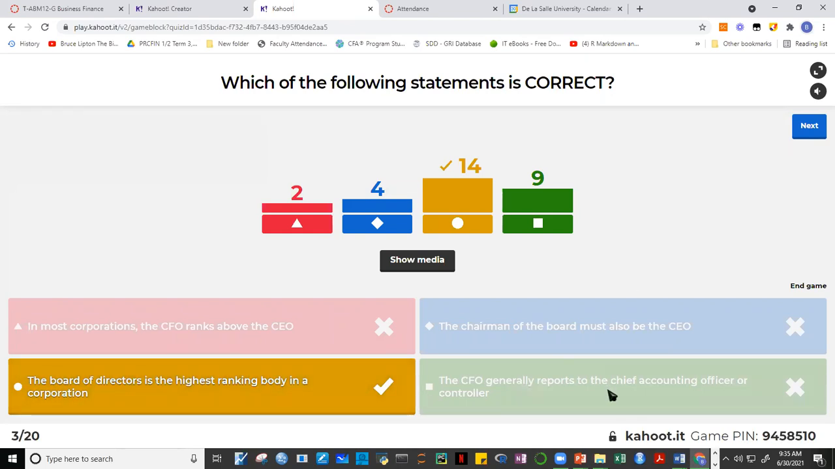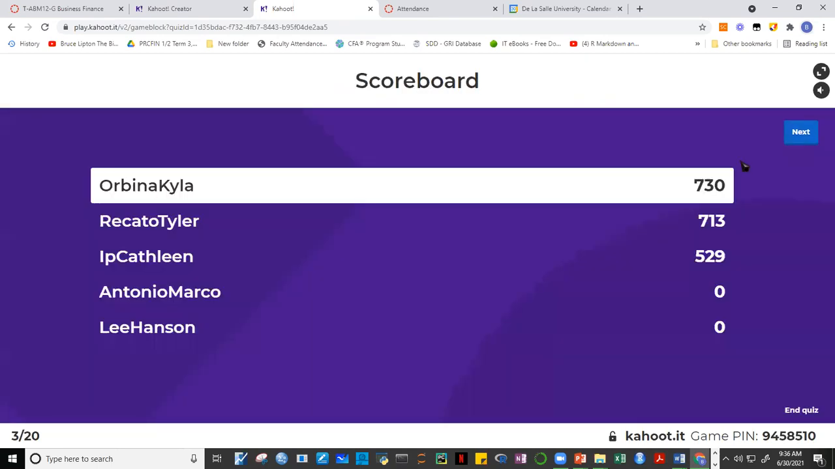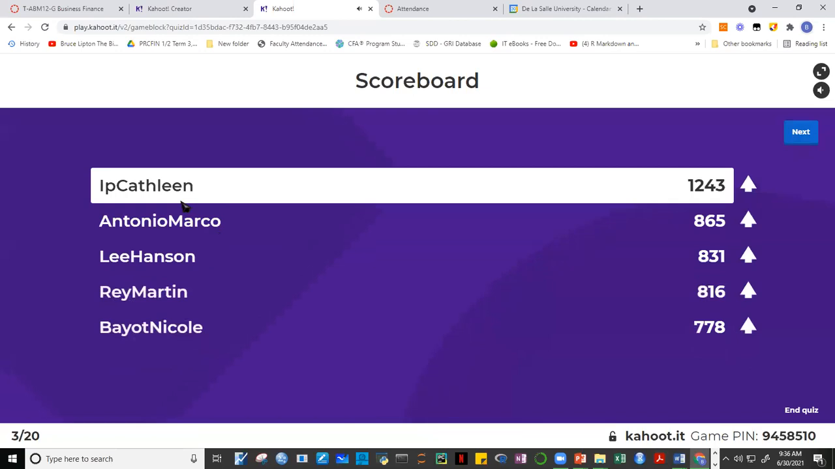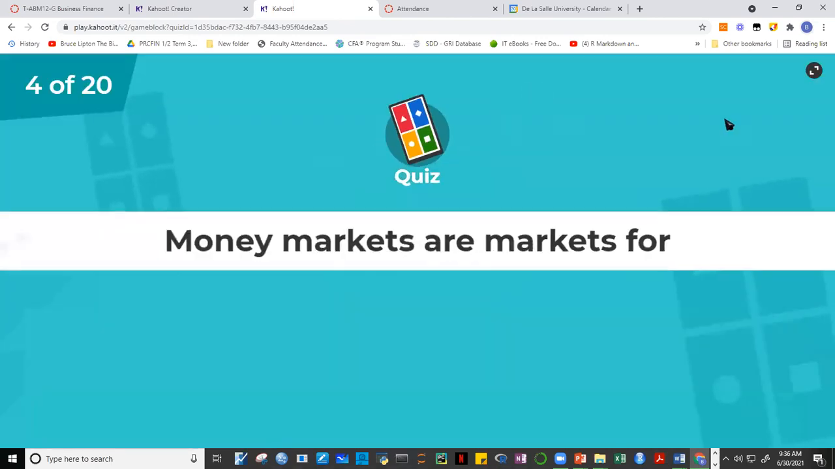The CFO does not report to the controller, okay? The CFO normally reports only to the CEO, okay? The chairman of the board must also be the CEO, usually, guys, but not necessarily. Pwedeng yung CEO, hindi chairman of the board, okay? So let's see. Okay, Kathleen is number 1 now. Okay, Marco is second. Lee Hanson is third. Okay, let's go next, guys.